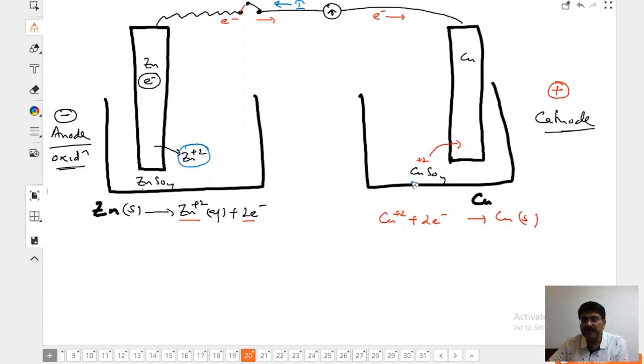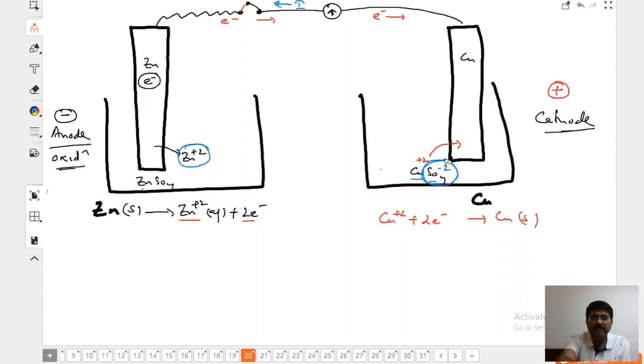Now come here. This is 100. This is 100. The solution is electrically neutral. Say one copper has gone. So you are left with 99 copper and 100 sulfate. Sulfate stays in the solution. It is not participating in the reaction. So what happened? The solution acquires which charge? Negative charge due to sulfate ion.